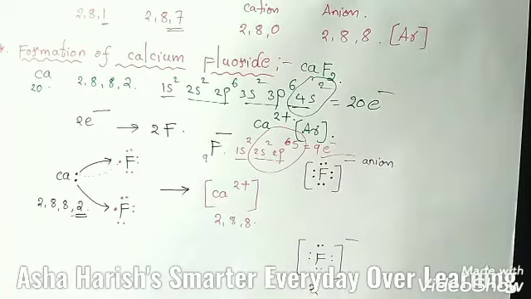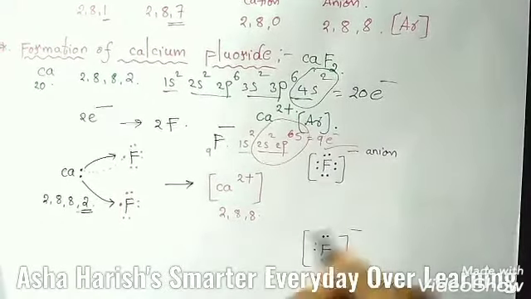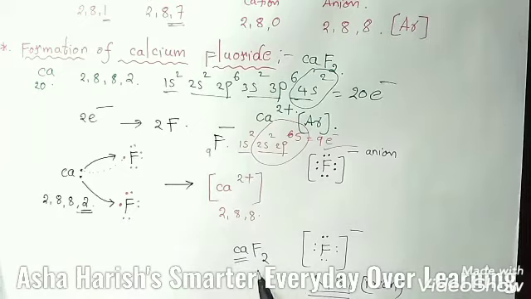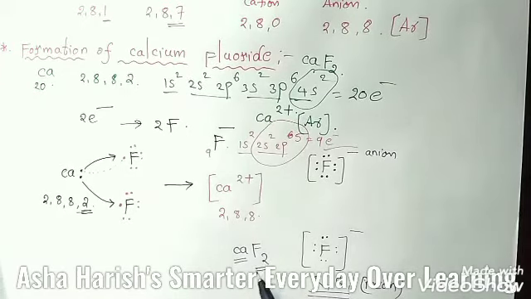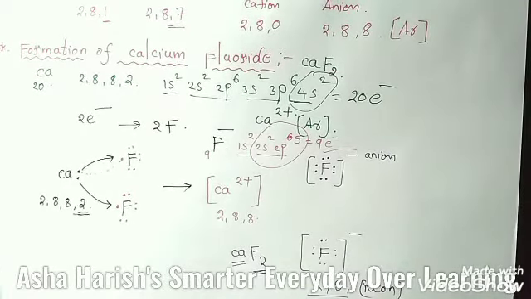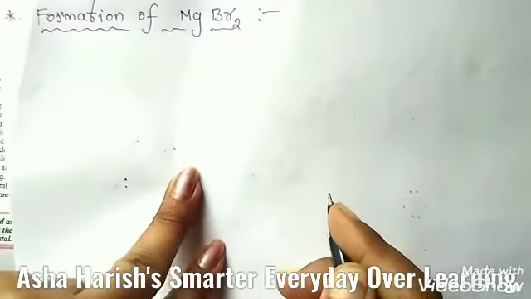The electronic configuration is 2, 8. This is the neon electronic configuration, that is 2, 8. Then the formula is CaF2: 1 calcium atom, 2 fluorine atoms, CaF2. Let's see some more examples of formation of ionic bonds. Magnesium bromide, MgBr2, magnesium bromide.